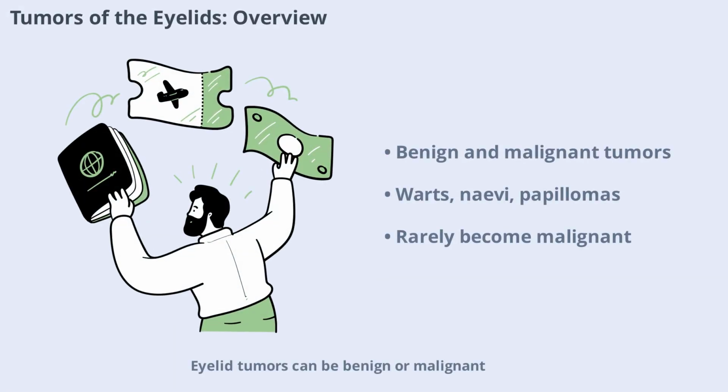Eyelid tumors can be benign or malignant. Common benign tumors include warts, naevi, moles, and papillomas. Warts and naevi are usually pigmented and may involve both the skin and conjunctiva. They often grow during puberty and rarely become malignant. Papillomas are the most common eyelid tumors, appearing as sessile or pedunculated growths with a keratinized surface. While most are harmless, some may undergo malignant transformation and require removal.